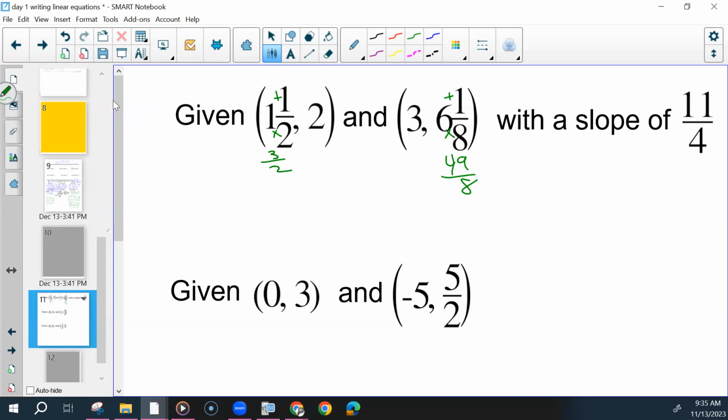So now we have a choice. We have our slope. We just need to use one of these points if we want to use this one. In our point slope formula, y minus our y1, 2, equals our slope 11/4 times x minus our x1 is 3/2. Distribute.